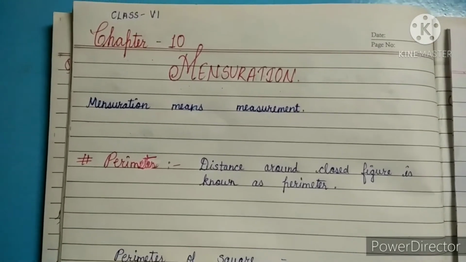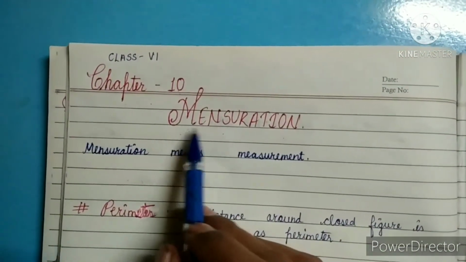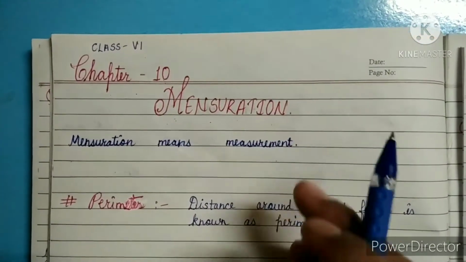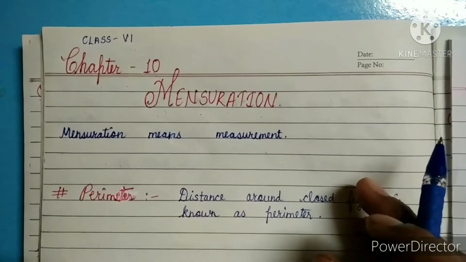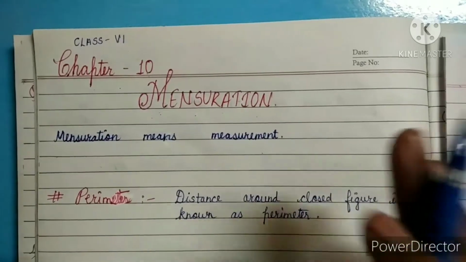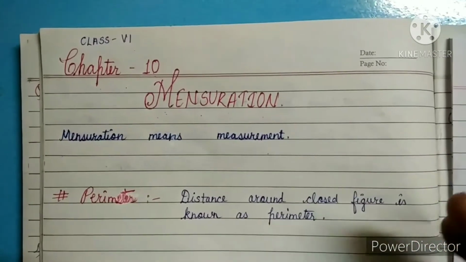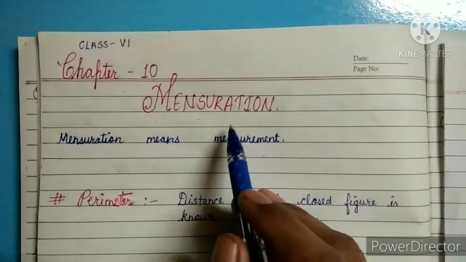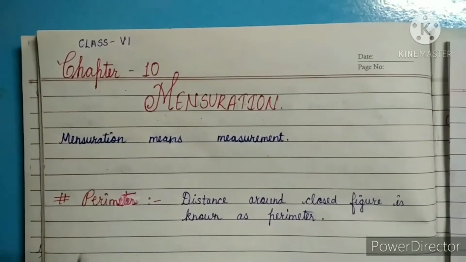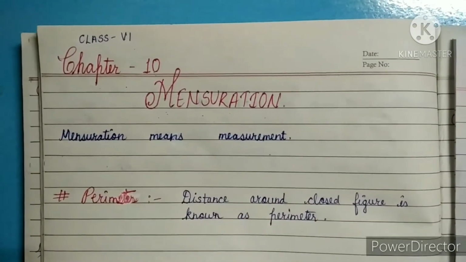In this video, we will see class 6th, chapter number 10, which is named mensuration. Mensuration means measurement related to closed figures. In mensuration, we will see closed figures, length, breadth, perimeter, area, volume, height, etc. In class 6th, we have to see two topics of mensuration, that is perimeter and area.